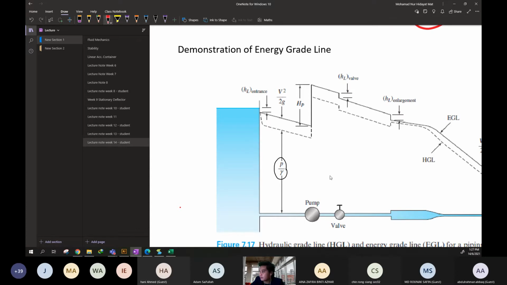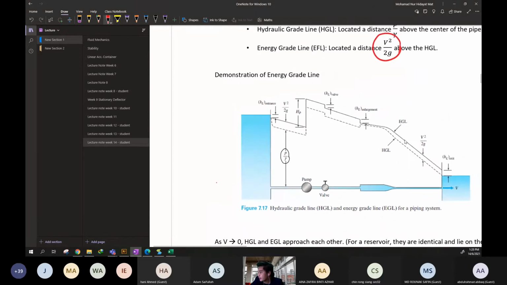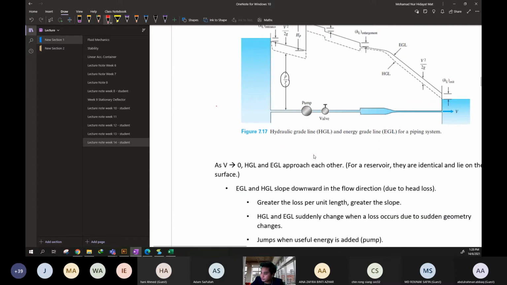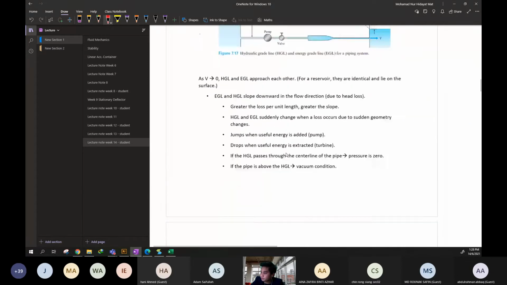Not head loss from everything. And then it drops due to the major losses, and drops due to the sudden expansion of this geometry, and drops. All right, and finally at this point, so this is the HL. That is why, because of this energy, you can see here the water can flow. Without this kind of energy, definitely there won't be any movement of the liquid or water. This one I already explained.